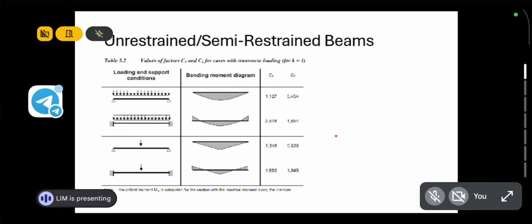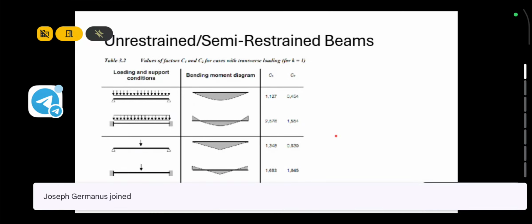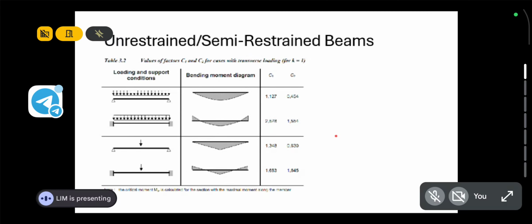Okay, back to the topic. So what is C1? C1, you need to look at this table. So C1 depends on the shape of your bending moment diagram. If your bending moment diagram is the normal parabola with simply supported ends, then C1 is 1.127. Which is normally the question I give you. A normal parabola with no moments at the ends, simply supported ends. C1 is 1.127.